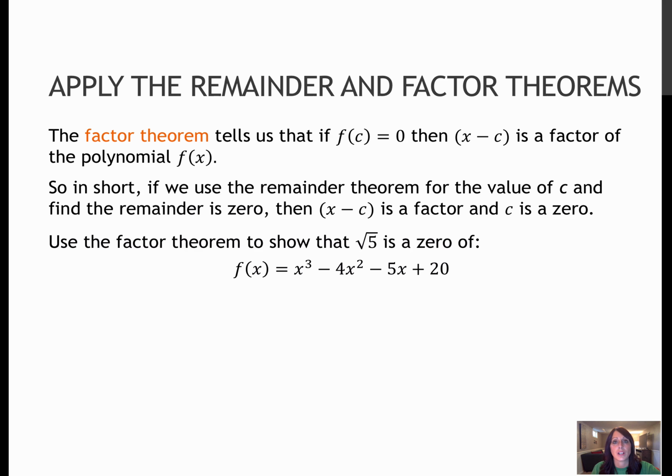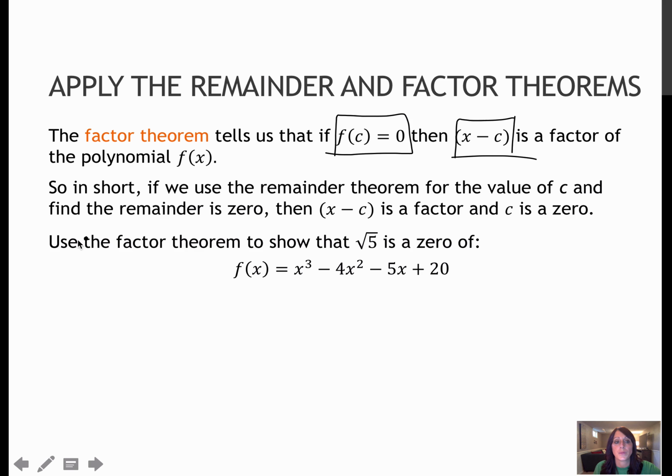So the factor theorem tells us then that if f of c equals 0, which means when I plug in the value I get 0, that means there's no remainder. That means x minus c is a factor of the polynomial. So all of this is going to lead us up to being able to factor polynomials completely, even when they have a degree that is above what we've done in the past.